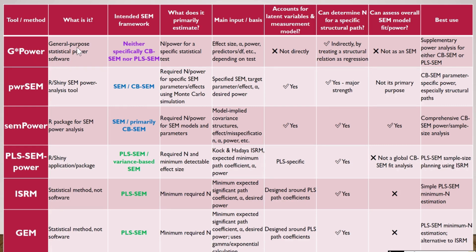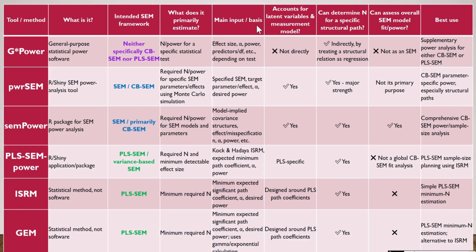So you see here, G-Power is meant for general purpose statistical software. It is neither specifically CB-SEM nor PLS-SEM, whereas PowerSEM is applicable for CB-SEM, SEM Power again for CB-SEM, but there's a difference between PowerSEM and SEM Power. Now, ISRM is a technique which is employed by PLS SEM Power, right? But GEM has to be done manually, or you can use WarpPLS software for estimating the sample size for PLS SEM using ISRM and GEM technique.